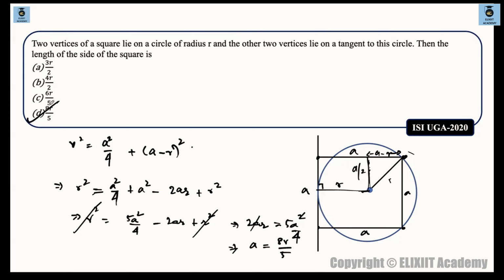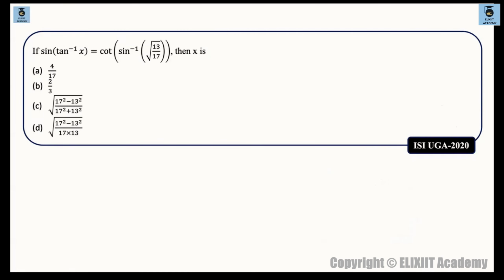Option D is correct. You know, they are repeating the PYQs a lot, so you should be solving all the PYQs of ISI at least till 2012. Very, very important. Next question from UGA 2020 once again.